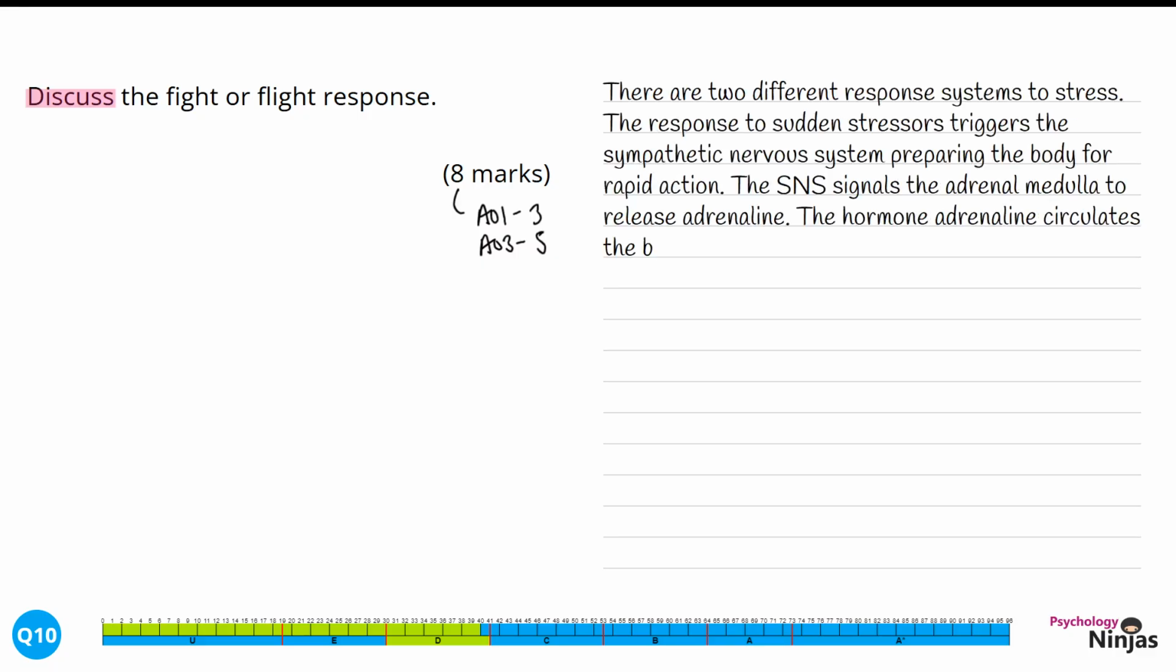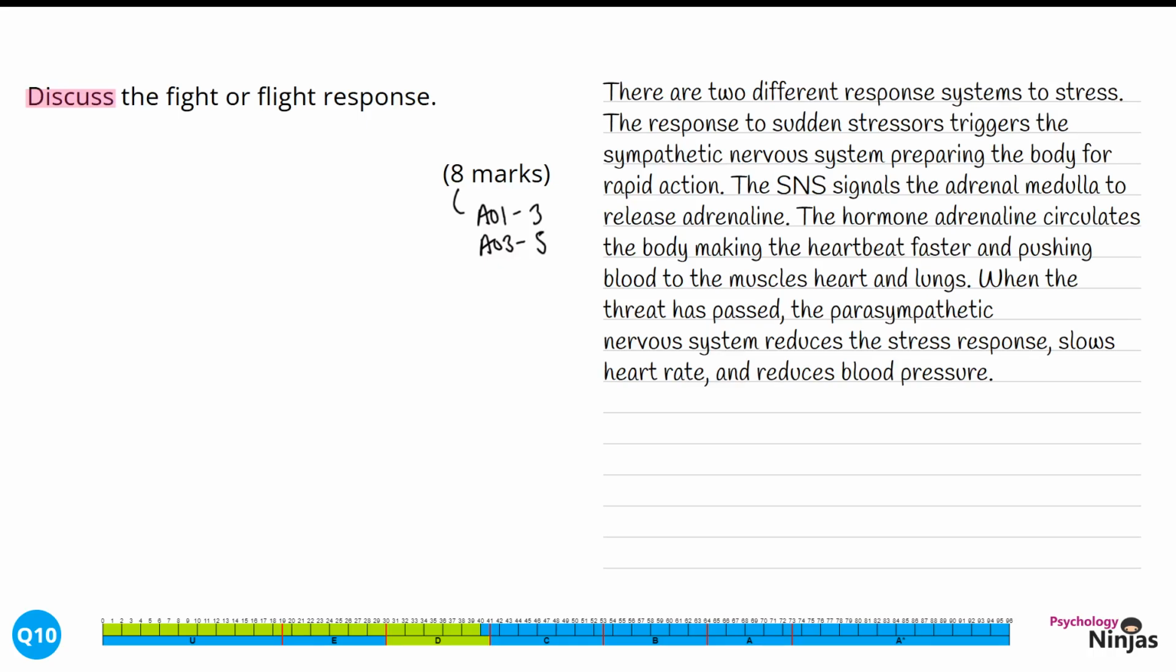There are 2 different response systems to stress. The response to sudden stressors triggers the sympathetic nervous system, preparing the body for rapid action. The SNS signals the adrenal medulla to release adrenaline. The hormone adrenaline circulates the body, making the heartbeat faster and pushing blood to the muscles, heart and lungs. When the threat has passed, the parasympathetic nervous system reduces the stress response, slows the heart rate and reduces blood pressure.